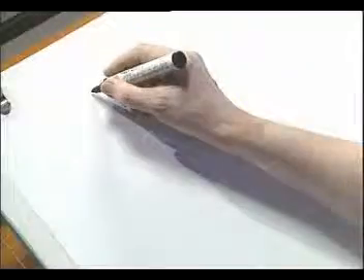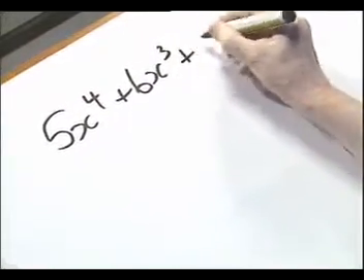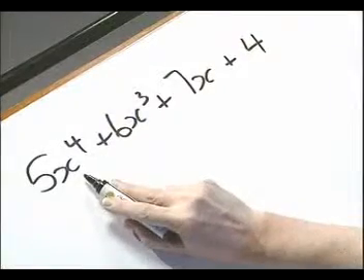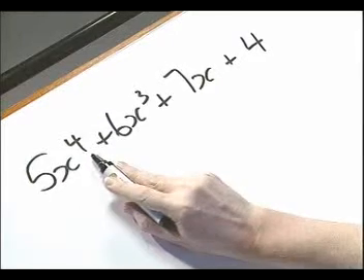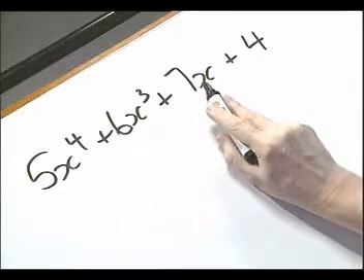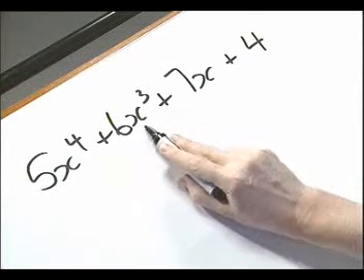An algebraic fraction is one where the numerator and denominator are both polynomial expressions. This is an expression where every term is a multiple of a power of x, like 5x to the fourth plus 6x cubed plus 7x plus 4. The degree of a polynomial is the power of the highest term in x, so this is a polynomial of degree 4. The number in front of x in each case is the coefficient of that term, so the coefficient of x to the fourth is 5, the coefficient of x cubed is 6.